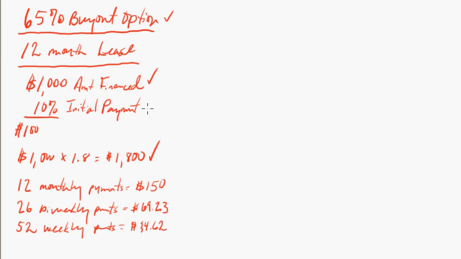So, now that we understand how Progressive calculates monthly, bi-weekly, and weekly payments, we can understand better how they calculate the 65% buyout. So to keep it simple, we're going to assume the customer made 6 monthly payments at $150, and that totals $900. So we're going to say 6 monthly payments at $150 equals $900. So the customer has made $900 worth of payments to Progressive.